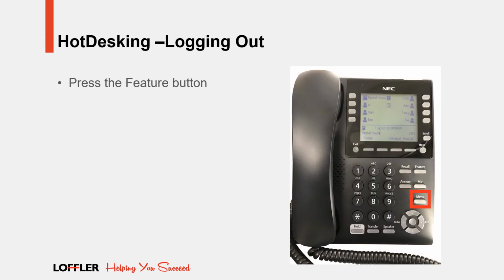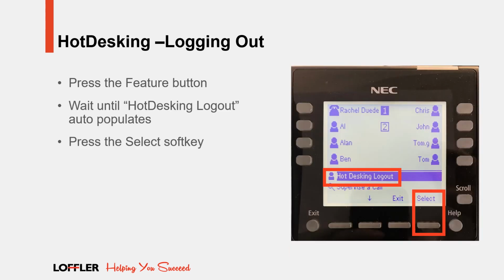To log out of HotDesking, press the Feature button. Wait until the HotDesking logout auto-populates and press the Select key. Once logged out, your extension will go back to your original phone and the phone you were using will return to the person that it was assigned to.